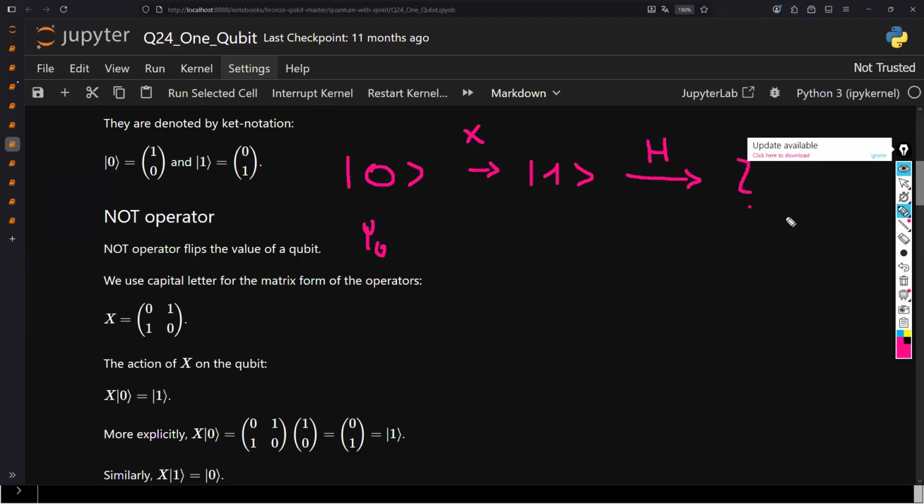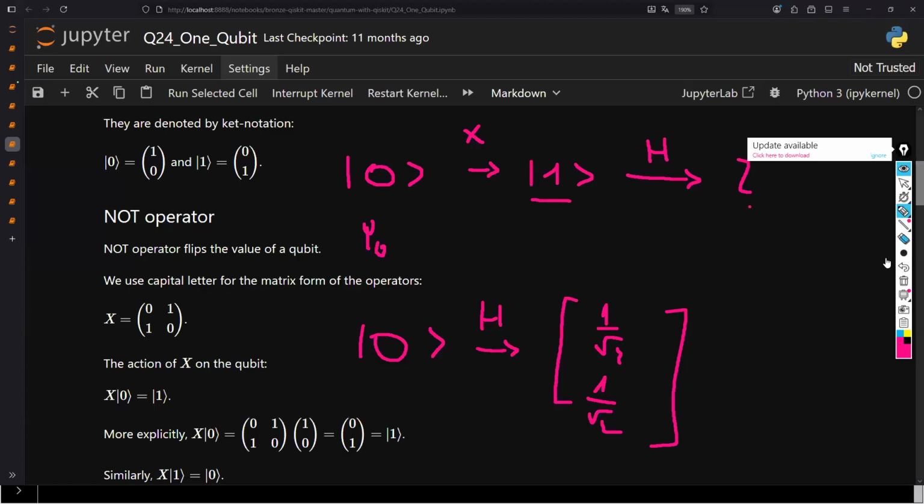So what will be the state here when we apply an H gate from the state 1? Not from the state 0, as we have previously done, because this result is 1 over square root of 2, 1 over square root of 2. I'm sorry for the squiggles.